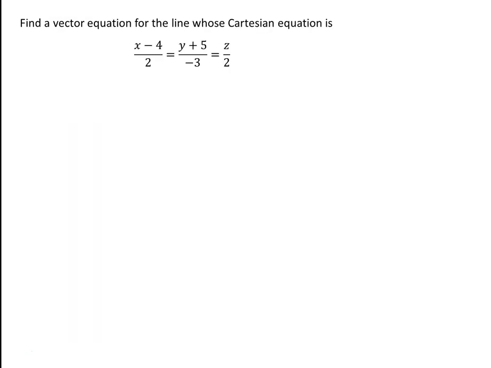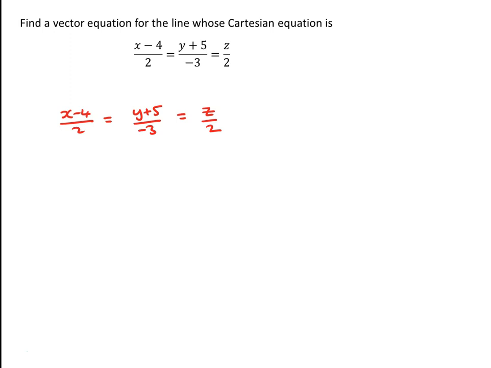If we are given the Cartesian equation for a line, then it is fairly easy to reverse the process and find a vector equation for the line. We know that the fractions (x minus 4)/2, (y plus 5)/(minus 3) and z equals 2 have got a common value.